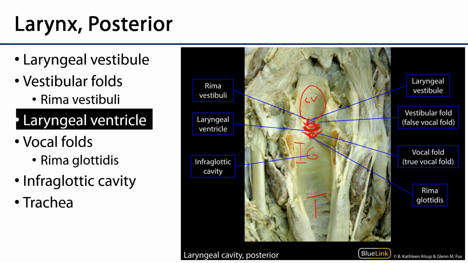So as air moves in or out, air is going to move through the laryngeal vestibule, through the rima vestibuli, through the laryngeal ventricle, through the rima glottis, through the infraglottic cavity, and then down through the lumen of the trachea.